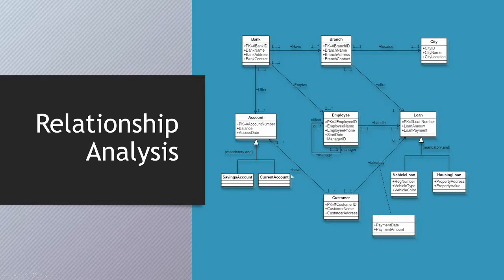Next is customer. Customer has account, and one customer can have many accounts, and one account can be held by many customers. That's why it's a many-to-many relationship. As you can see, under account, there are two types, savings account and current account, and it's also mandatory. Next, customer takes or pays loan. One customer can take or pay many loans, but one loan can only be taken by one customer. That's why it's a one-to-many relationship. And under the payment, you can see that there are additional attributes: payment amount and payment date.